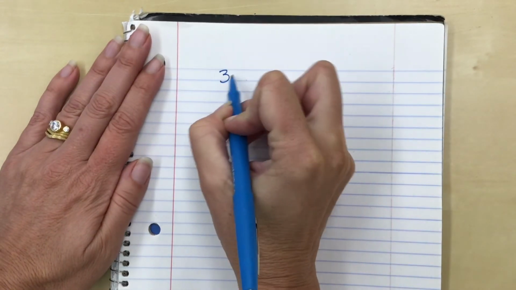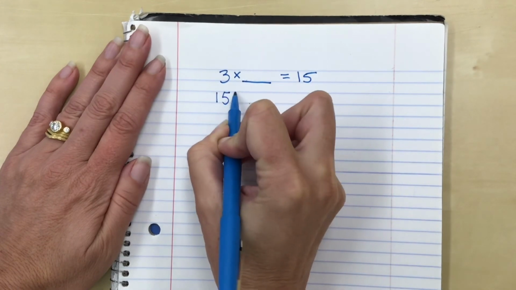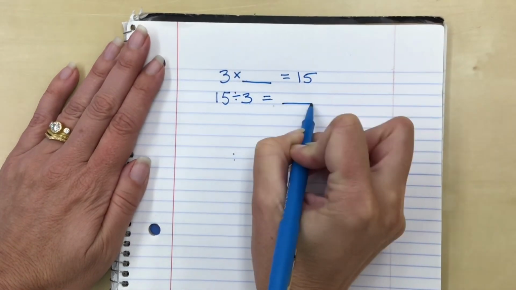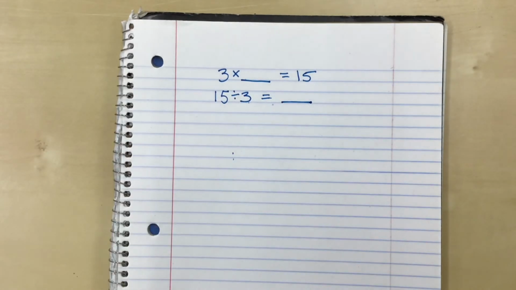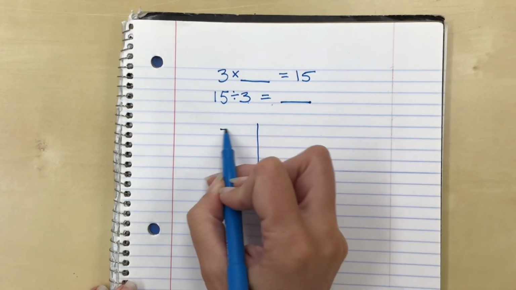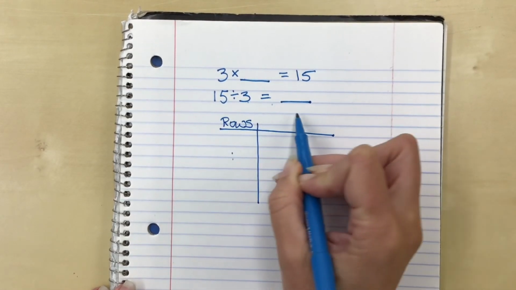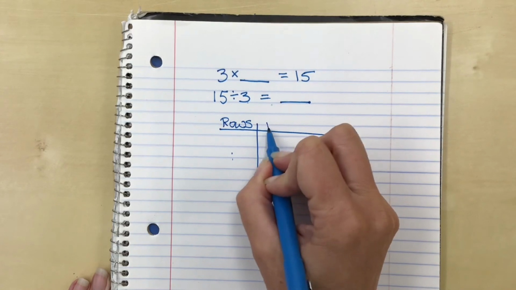All right, I'm assuming you paused it. And on your paper, you might have 3 times blank equals 15, or 15 divided by 3 equals blank. These are both going to be the same fill in the blanks, the same number. So maybe what you did was you did a ratio table, just guessing, where on one side you have the rows, and on one side you have the number of crayons.